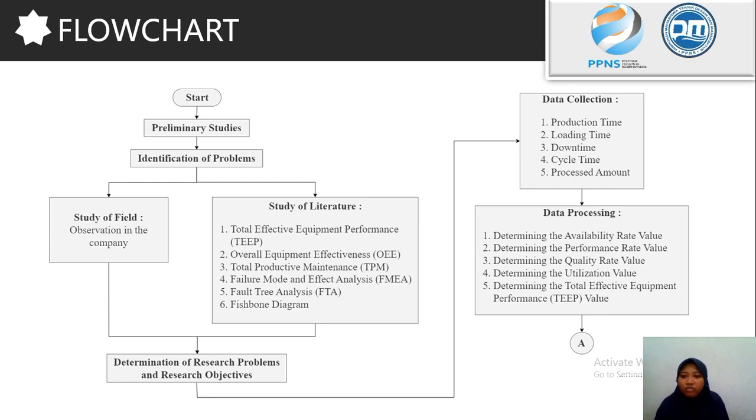After that, our next step is collecting the data used in this final project. There are production time, loading time, downtime, cycle time, and process amount. And then after that, we process the data. The first step is determining the availability rate value, and then determining the performance rate value. The next step is determining the quality rate value, and then determining the utilization value, and the last is determining the total effective equipment performance value.